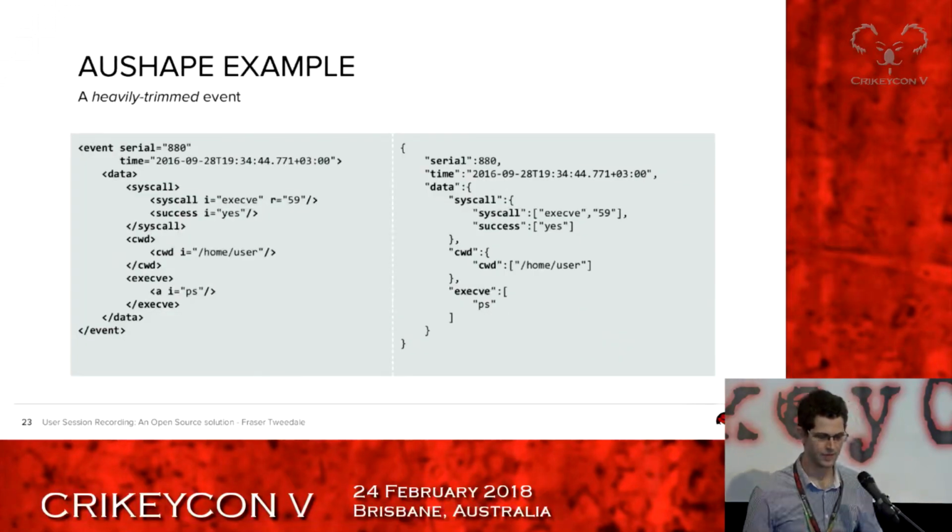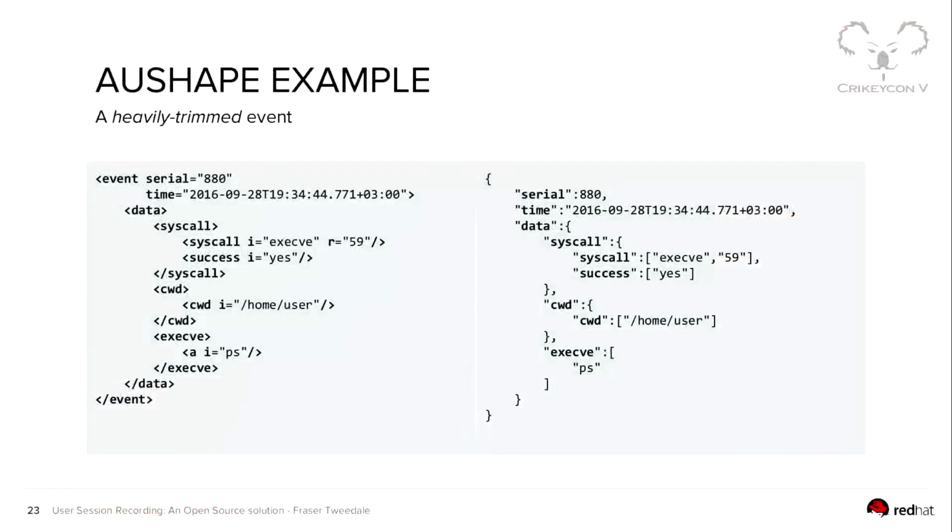So an example event, this is just an execve event. The left-hand side and the right-hand side are the same event, just one is XML, one is JSON. So this is the schema that the ORShape project is defining for transforming these audit subsystem events into a more standardized schema.